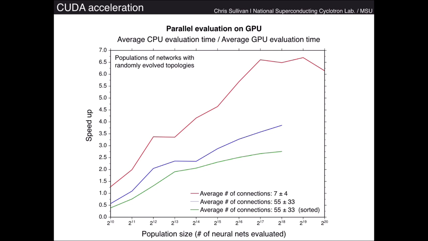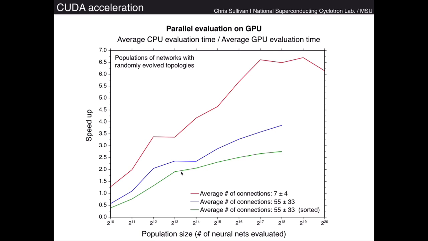Here I'm showing you the speed up as a function of population size for our NEAT neural networks. This is the speed up that we see for evaluating all of these networks on a GPU. The axis is just the average amount of CPU time that it took to evaluate a neural network, divided by the amount of time taken to evaluate on the GPU.